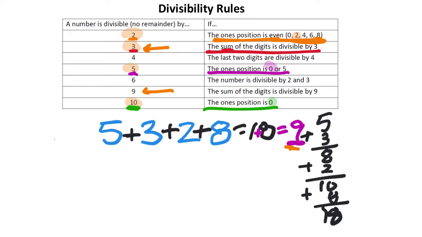Well, since it was divisible by 2, since I had an 8 in the ones place value, and I just saw that it's divisible by 3, it's divisible by 2 and 3, which means it's divisible by 6.